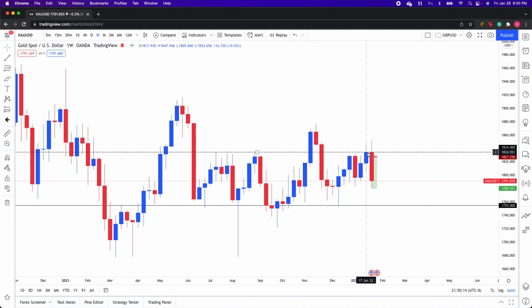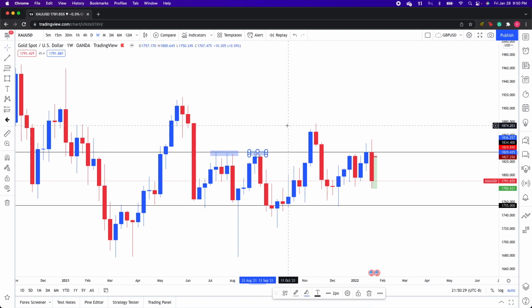We marked off the current resistance, which is at 1834.400, and then also the weekly support, which is right into that 1755 level. So the reason why these are important levels is because, as you can see, every time price taps into it, there's some sort of volume that kicks in.